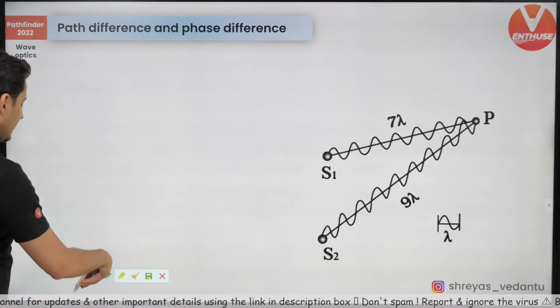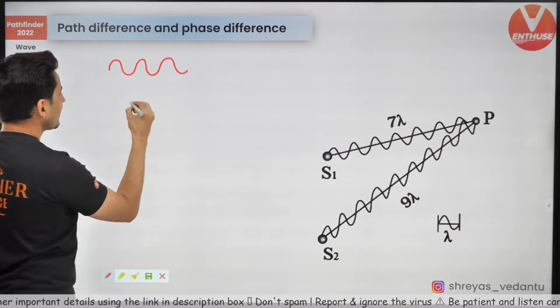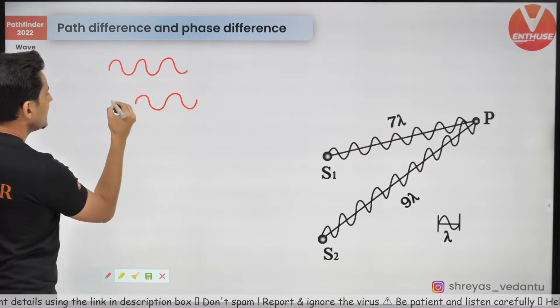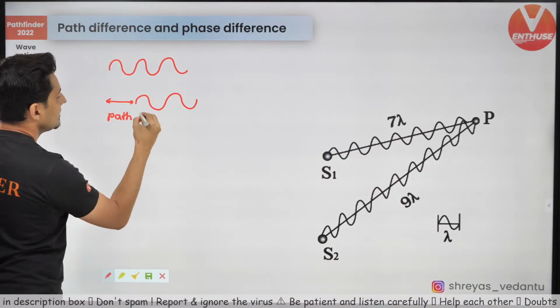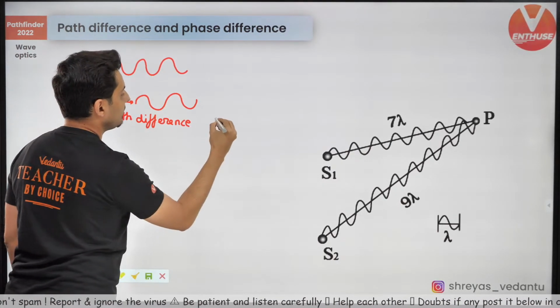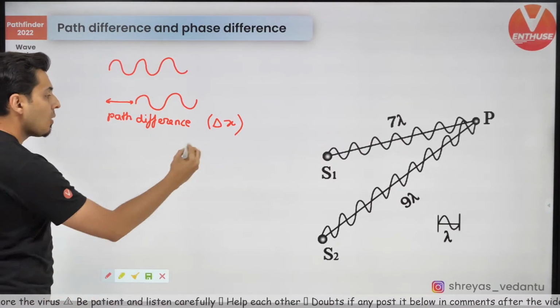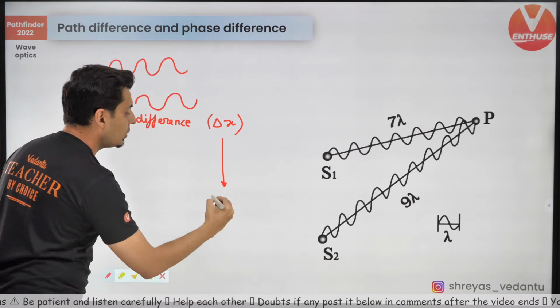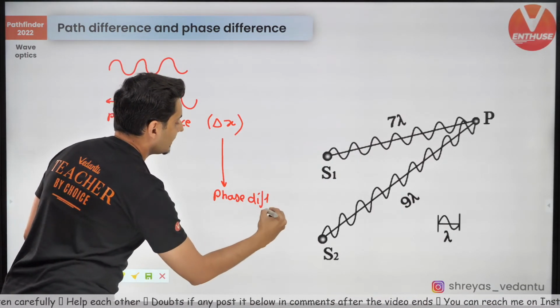So to give you a generic thing, look at this. If one wave starts here, the next wave starts here, this is nothing but the path difference. The usual symbol for that is delta x or just delta. Okay, so that's the path difference. What does a path difference lead to? It leads to something called the phase difference.